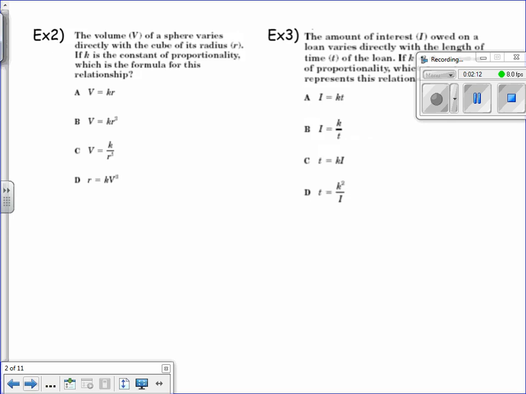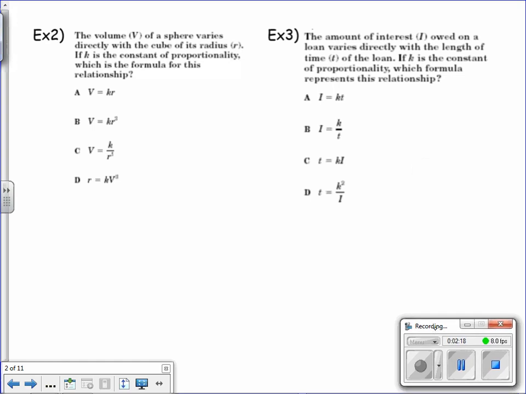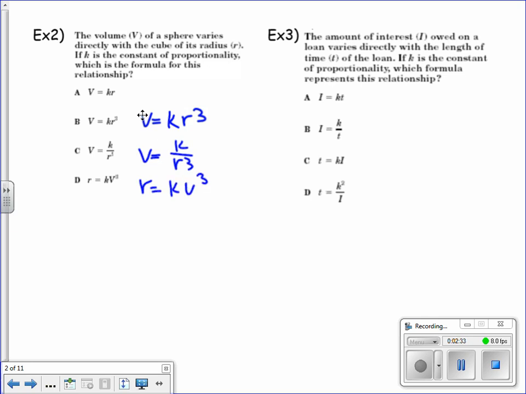In these 2 problems, you're just recognizing what looks like direct variation, basically. Now, a couple of them are a little bit harder. These little things right here: this is v equals k r to the third. This is v equals k over r to the third. And this one's r equals k v to the third. This is v equals kr. A little bit hard to read.